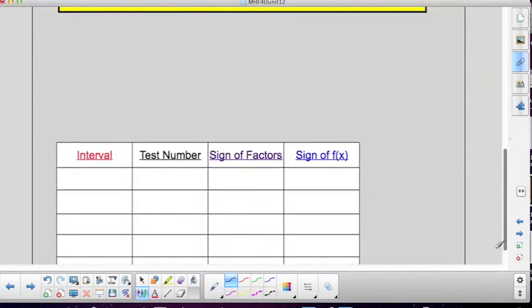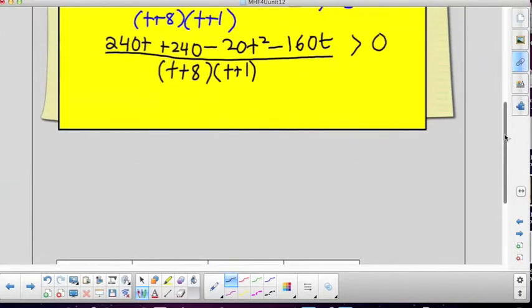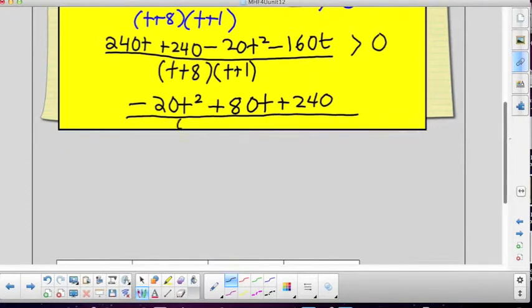When we simplify this completely, you're going to have negative 20t squared plus 80t plus 240 all over t plus 8, t plus 1 is greater than 0. What does your numerator have in common? What is the greatest common factor? Anyone tell me? What can I divide every single term by?